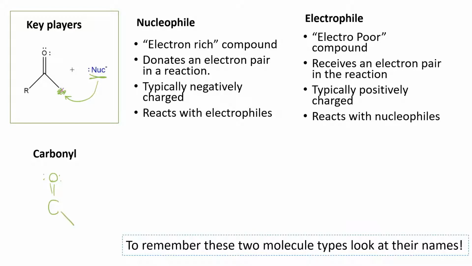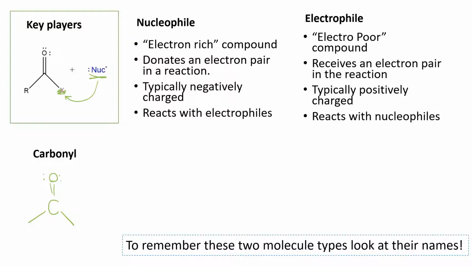To define some of those terms, first, the carbonyl is just a carbon atom that is double bonded to an oxygen. Typically, this carbon is bonded to two other things. The oxygen isn't bonded to anything else. We'll come back and talk about some of its properties in just a moment. But onto that nucleophile. A nucleophile is an electron-rich compound. This is a compound that donates an electron pair in a reaction and is typically negatively charged, has a lone pair of electrons to react with that electrophile. An electrophile is pretty much the opposite of a nucleophile. It is electron poor and will receive the electron pair in a reaction.